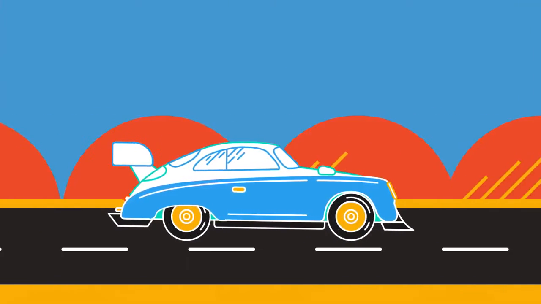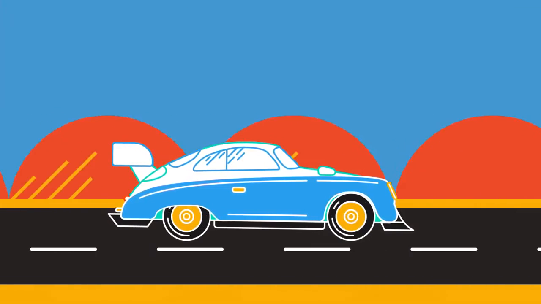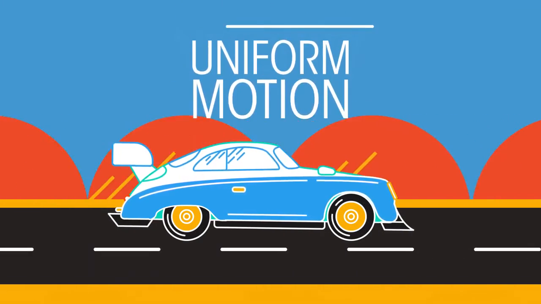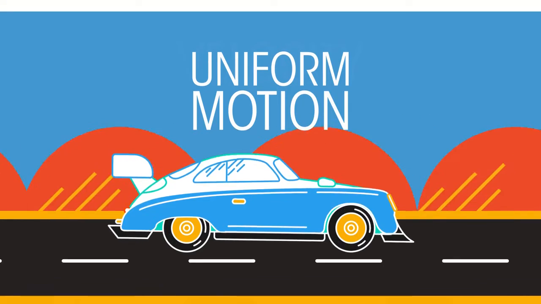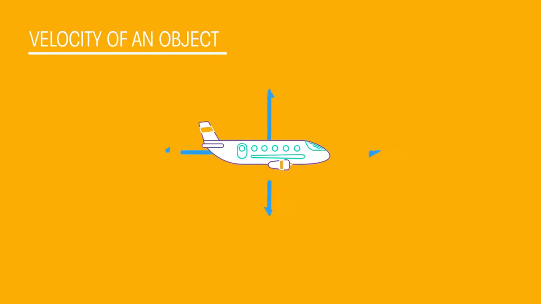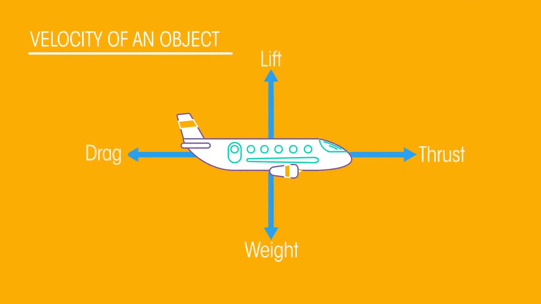You should already know what we mean by an object has a velocity and what we mean when we say an object has uniform motion. If not, you may want to check out this video first. In this video, we're going to look at how the velocity of an object depends upon the forces acting on it.